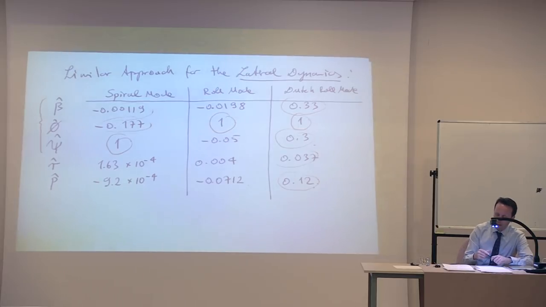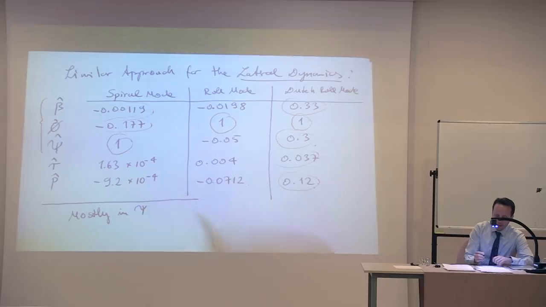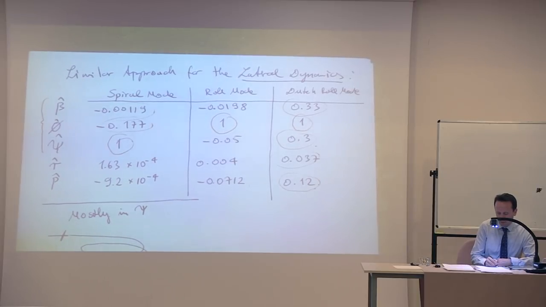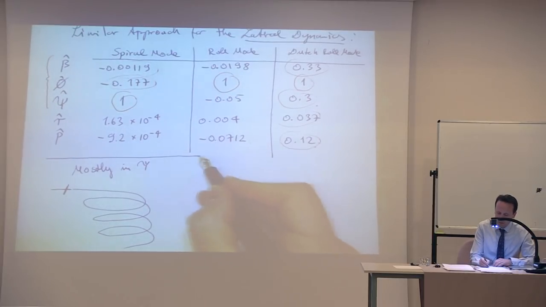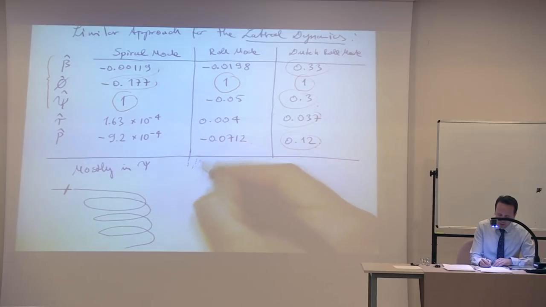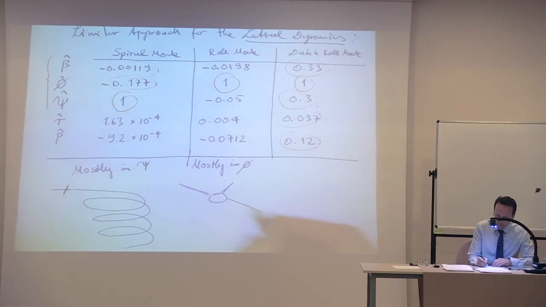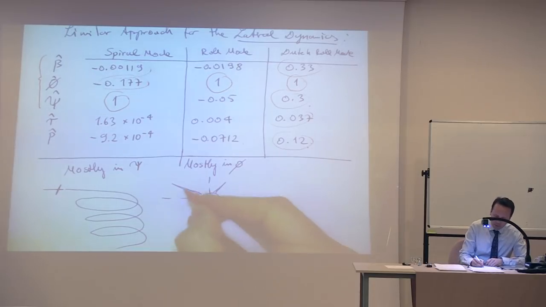So what we can conclude over here is that the spiral is mostly in psi. And I told you, the spiral mode is more like this, where you have the airplane, and the airplane starts doing that kind of motion. Right? So that's kind of the spiral. When you look here, it's mostly in phi. So you look at an airplane, so that's your roll angle, right?